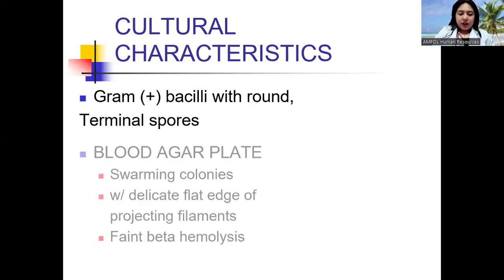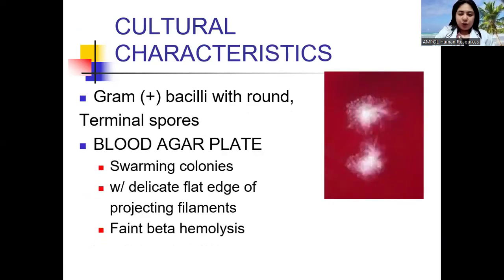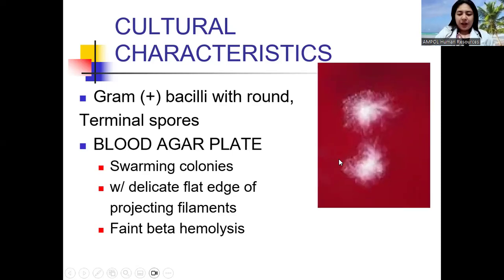Now, the general or cultural characteristics of Clostridium tetani: they are gram-positive bacilli with round, terminal spores. On blood agar plate, they can produce swarming with delicate flat edges of projecting filaments, since their colonies are filamentous. The beta hemolysis is faint.